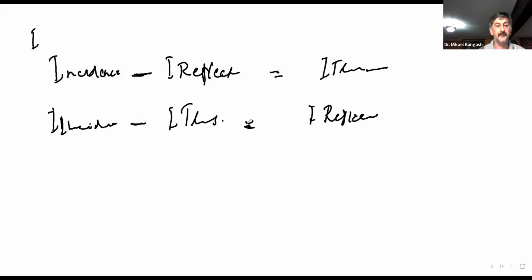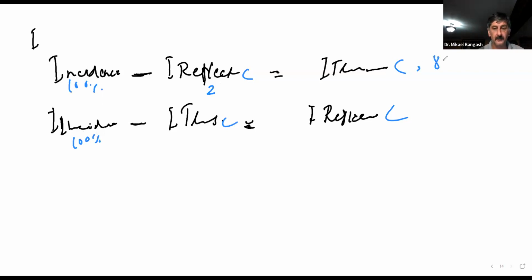The only difference between these plain intensities and the coefficients is that your intensity of the incidence will be considered 100%. So 2% subtracted from 100% is going to be 98%. Or 70% subtracted from 100% is going to be a total of 30%.